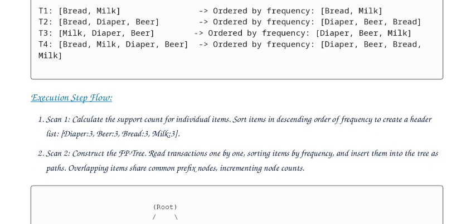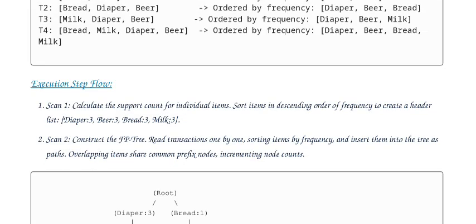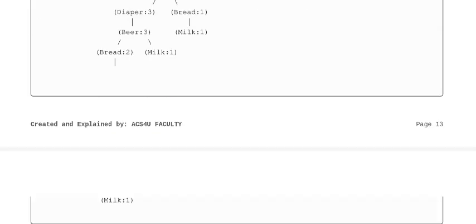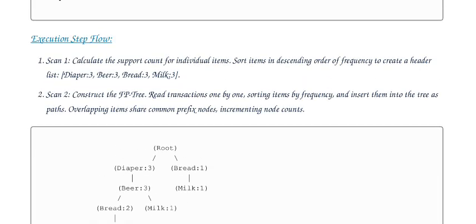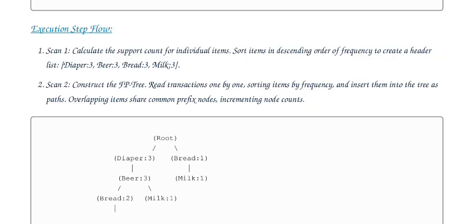First step, calculate the support count for individual items. Sort items in descending order of frequency to create a header list. Scan 2. Construct the FP tree: read transactions one by one, sorting items by frequency and inserting them into the tree as paths. Overlapping items share common prefix nodes, incrementing node counts.